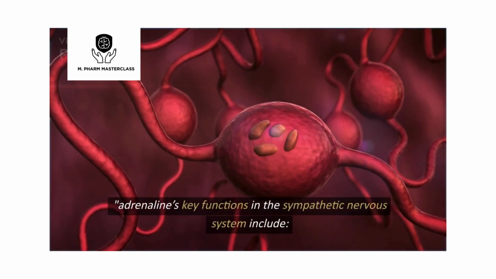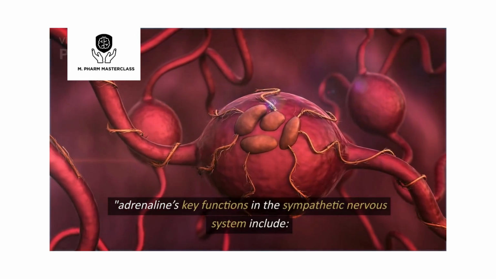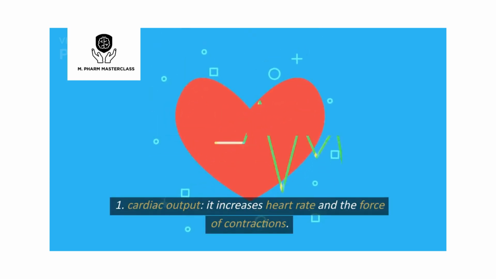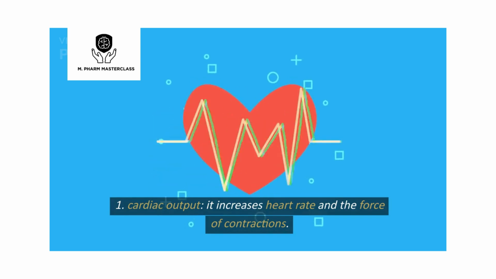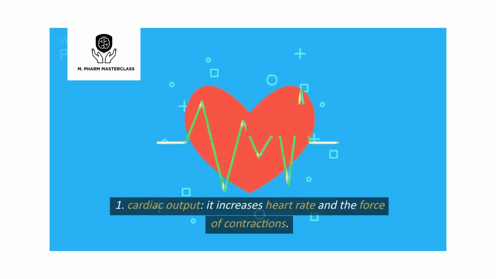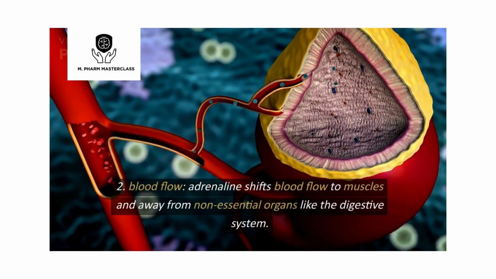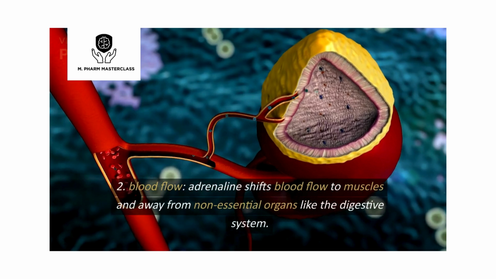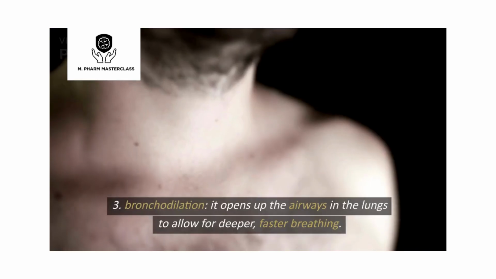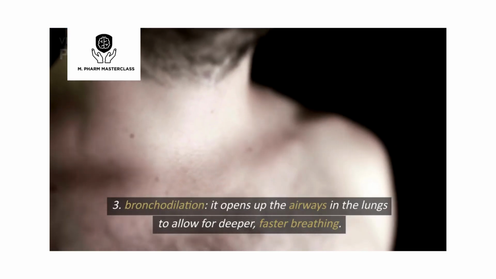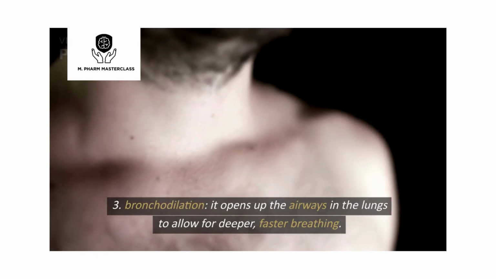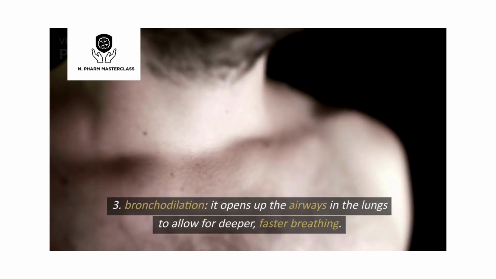Adrenaline's key functions in the sympathetic nervous system include: 1. Cardiac output. It increases heart rate and the force of contractions. 2. Blood flow. Adrenaline shifts blood flow to muscles and away from non-essential organs like the digestive system. 3. Bronchodilation. It opens up the airways in the lungs to allow for deeper, faster breathing.